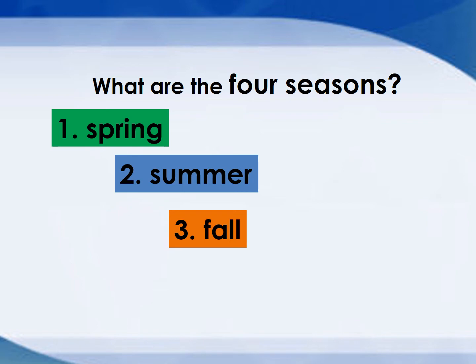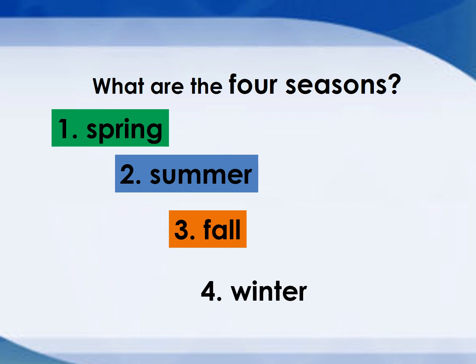How do we spell the word? F-A-L-L. Fall. The last season is winter. Can you say the word? Winter. Very good. How do we spell the word? W-I-N-T-E-R. One more time. W-I-N-T-E-R. Very good. So these are the four seasons: spring, summer, fall, winter.